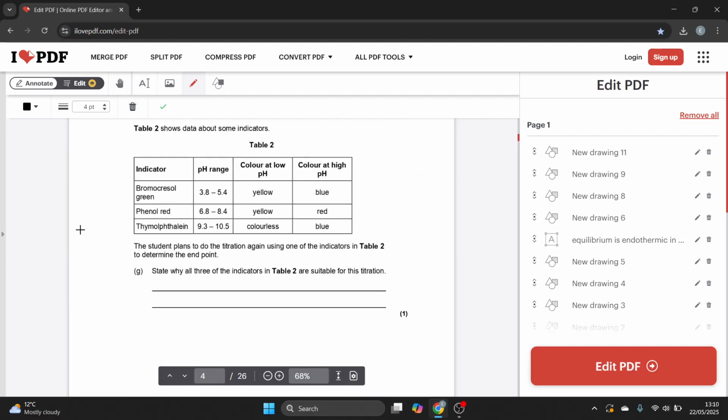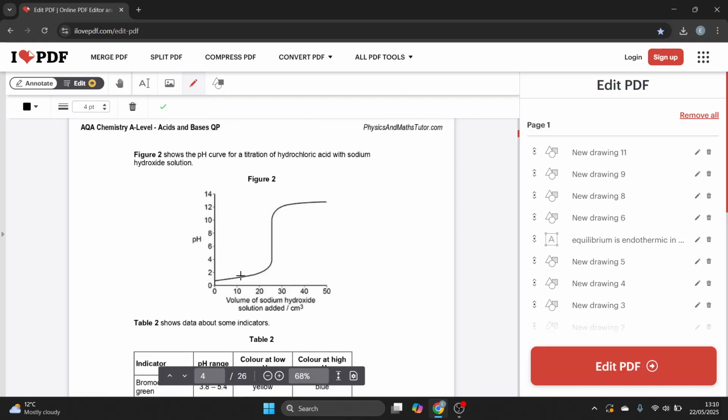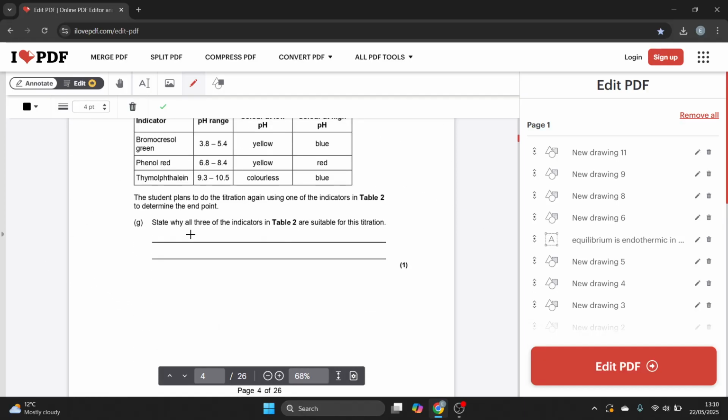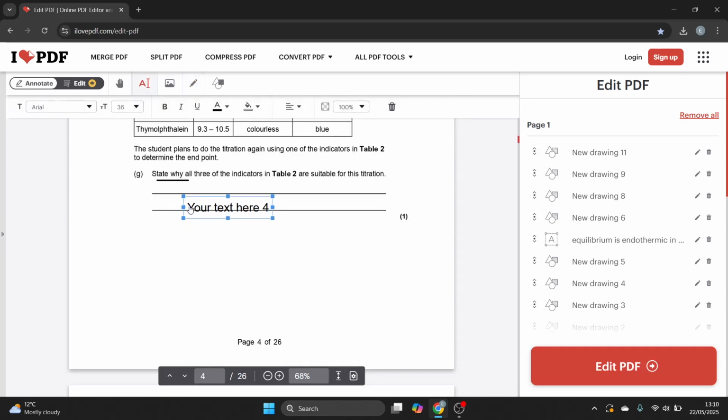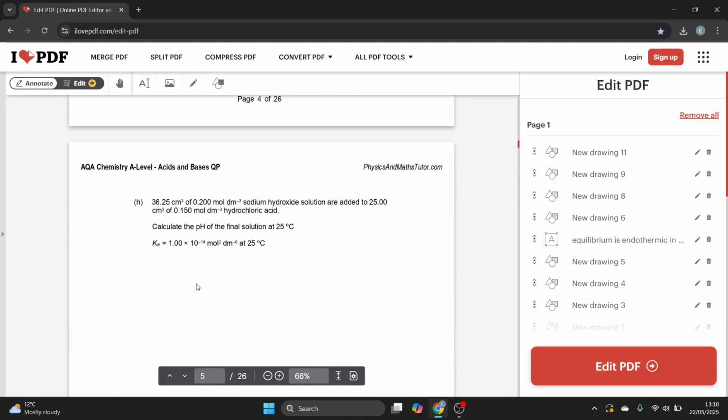State why all three of the indicators are suitable for this titration. I don't even need to look at this. It tells me they are suitable, it's just asking me to state why. Well, because all three have a color change within the vertical part of the titration curve. Okay, now we're going on to some big boy questions.